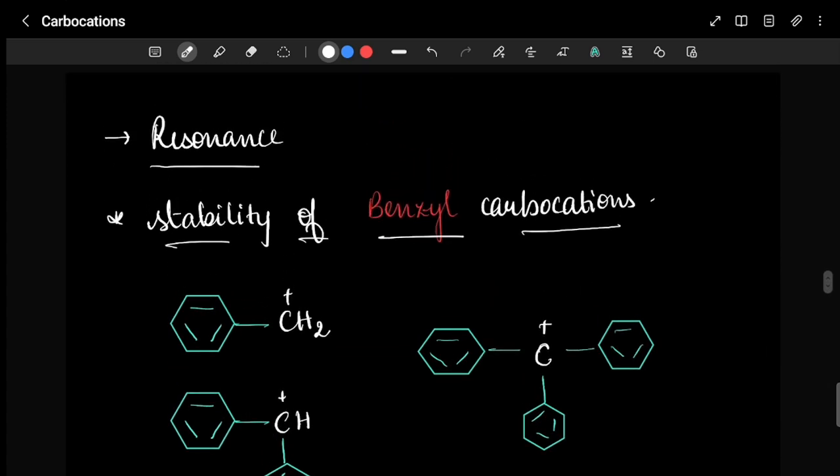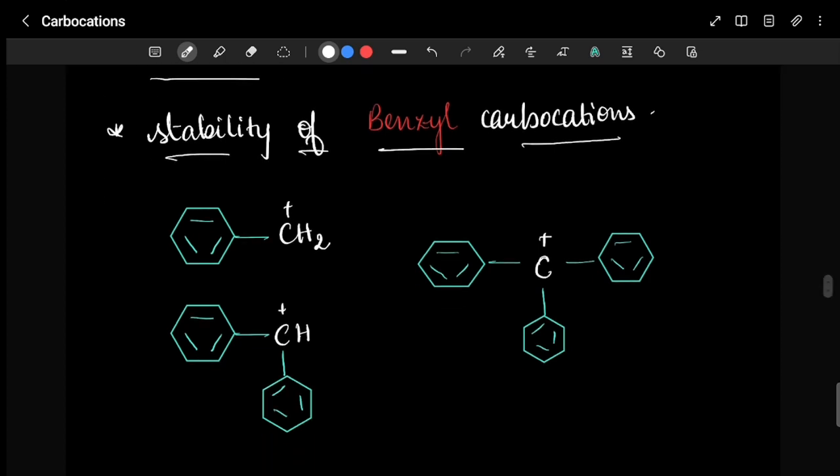Let's see in the case of resonance. Resonance or mesomeric effect, we know that resonance is like delocalization of electrons. We have read all the theory in GOC. Let's see the application. Stability of benzyl carbocations is the application of resonance. Now, these are the benzyl carbocations. When you have two phenyl groups, three phenyl groups, what is happening? Here, I can draw resonating structures like 3 times more than this, right?